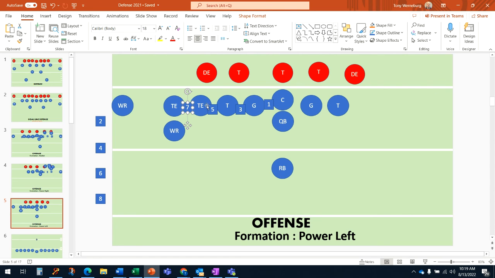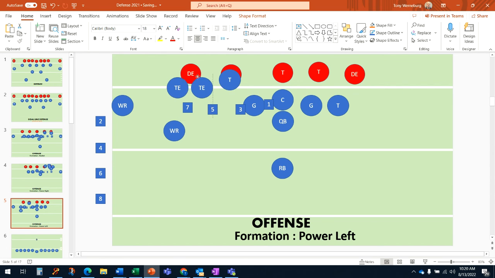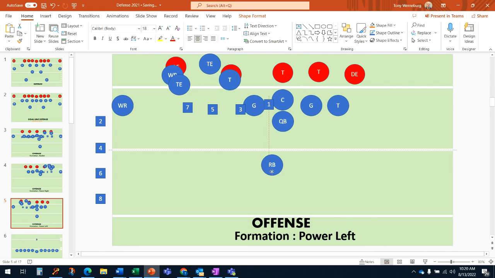The blocking, once again, this defensive end is probably going to line up outside the first tight end. This guy's going to line up more on the tackle. This tackle is going to take that tackle. These two tight ends are going to double team that defensive end and try to push him this way. This wide receiver is going to come up and help, and this tight end is going to peel off and go get a linebacker. The running back is going to go right through either the 5 hole or through the 7 hole, depending on what we see is weak on the other team.